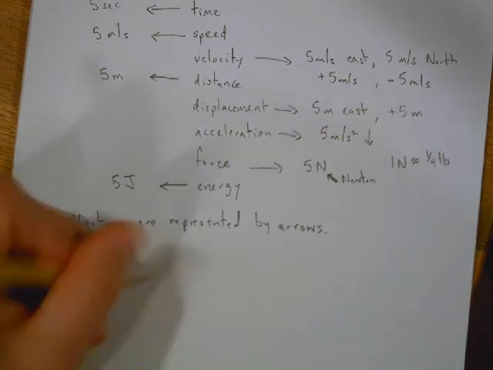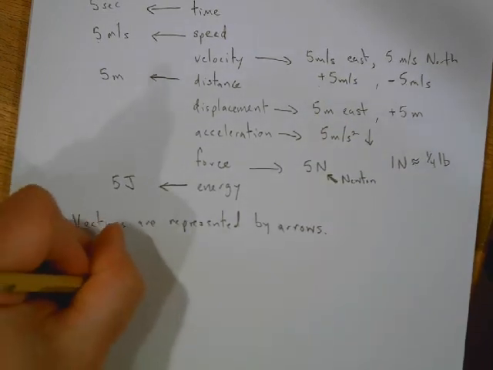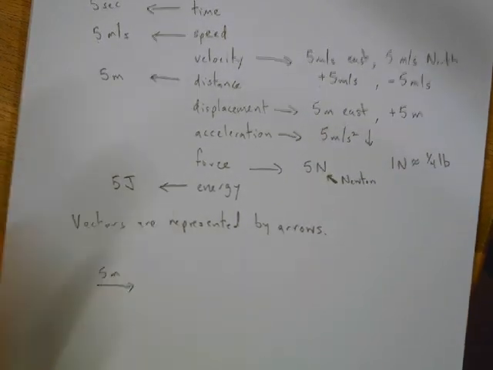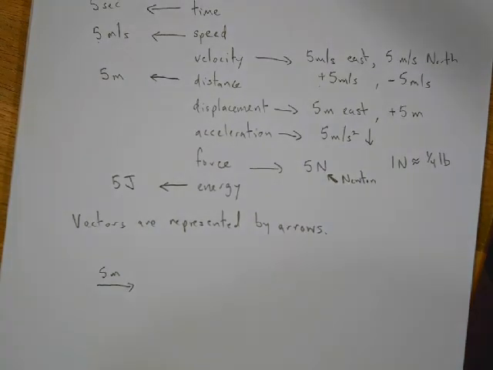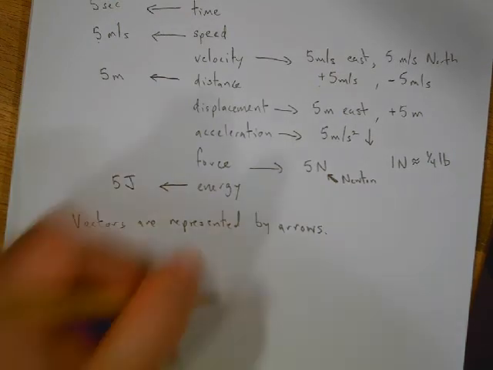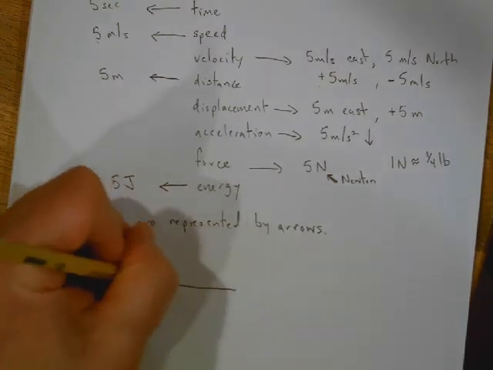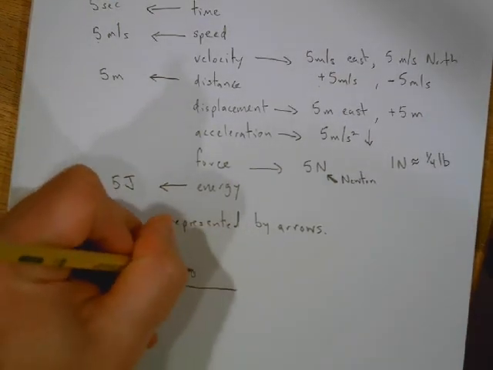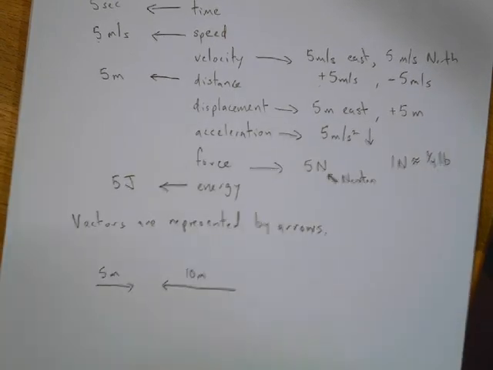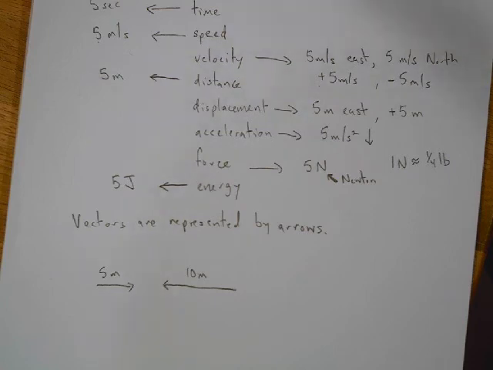Okay, so if I wanted to represent that, I would draw an arrow that points east, and then I would label it. Hey, look, that arrow represents 5 meters east. Well, if I wanted to represent a vector that would be 10 meters west, you would draw an arrow that would be twice as long, and you would make your direction point to the west. So they are represented by arrows.